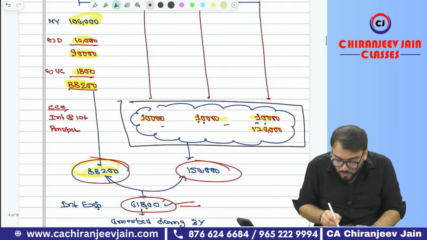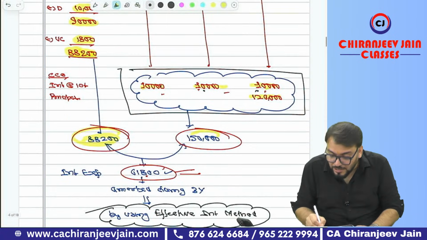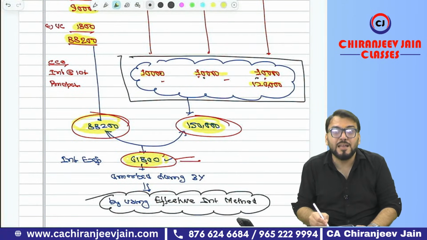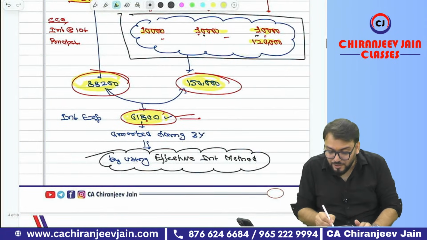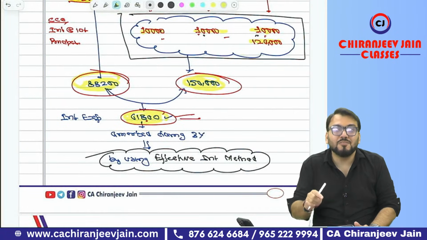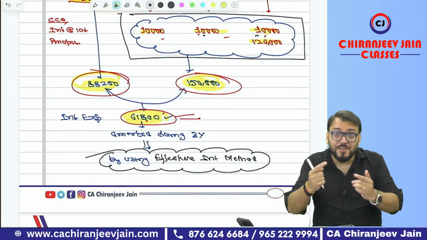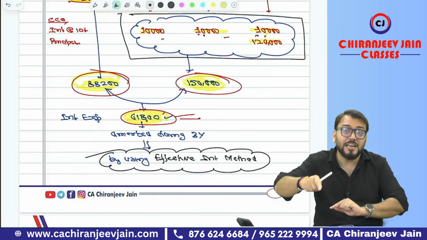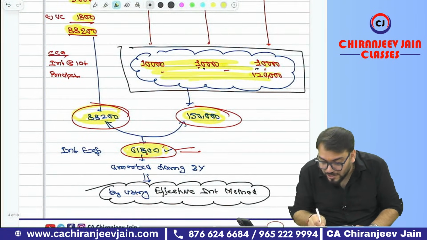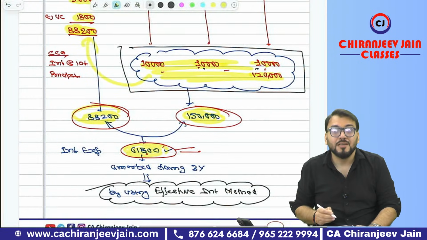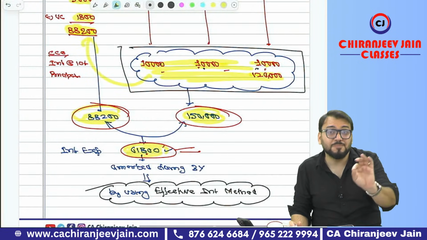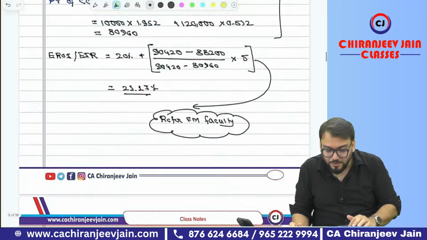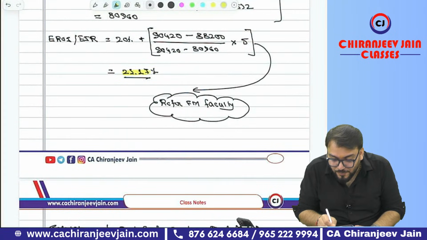So the total inflow was 88,200 and the total outflow was 1,50,000. The difference is 61,800. This will be amortized over 3 years on some effective basis, and we need to calculate the EIR, the effective rate of interest. The effective rate of interest is the rate at which the present value of the contractual cash outflow equals the net proceeds. If you know the IRR concept from AFM, you can calculate it. In my regular class, we calculated it at 21.17.